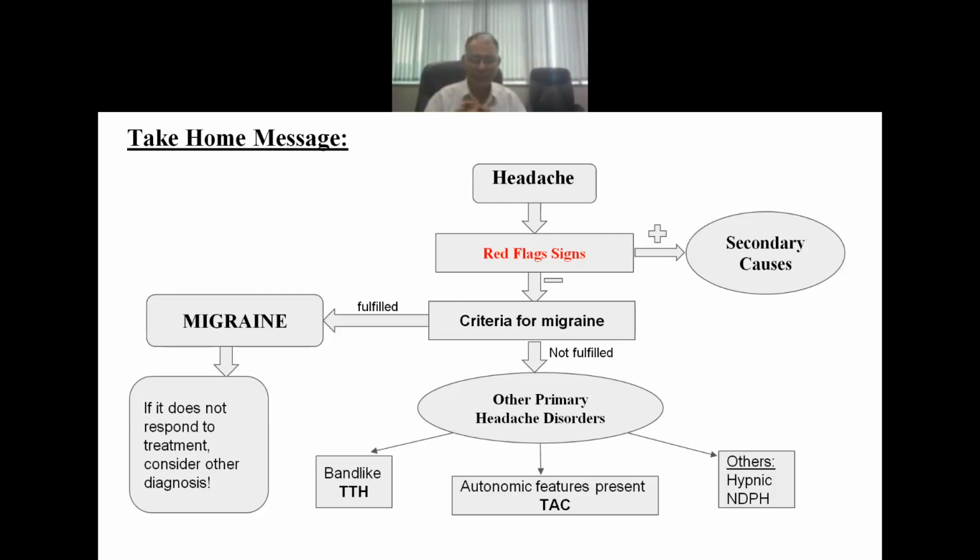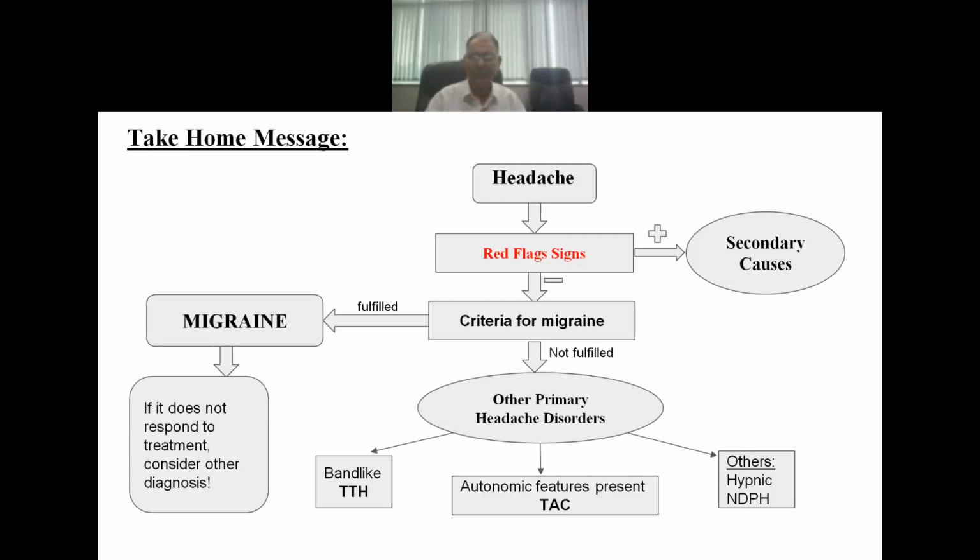But if they are absent, and the patient's symptoms fit the criteria for migraine, think of migraine and treat for migraine. Most of the time, the patient will respond to this treatment. If the patient does not respond to the treatment of migraine, then think of some other disorders, like primary disorders.